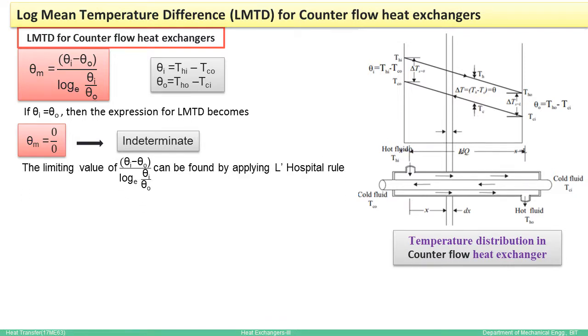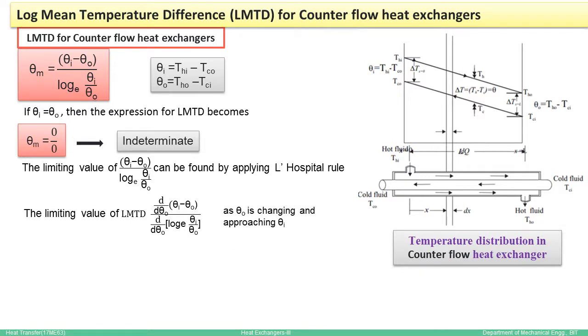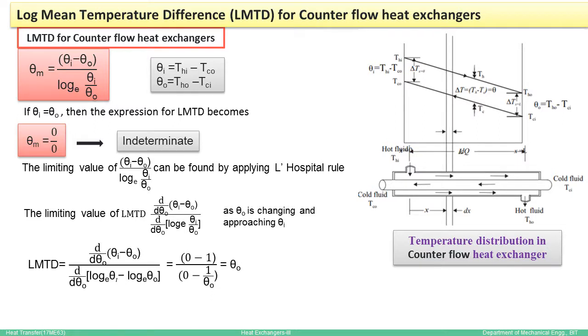So the limiting value of this LMTD can be obtained only by applying the L'Hospital rule. So the limiting value of this LMTD is found by differentiating the numerator and denominator separately, as theta naught is changing and approaching theta I. So theta naught is tending to theta I. Using this condition, we have the expression for LMTD, for theta I equal to theta naught, as the differential of numerator and denominator separately.